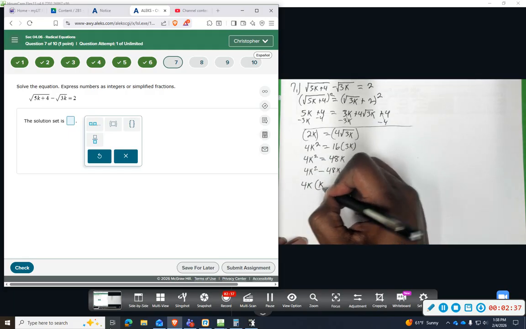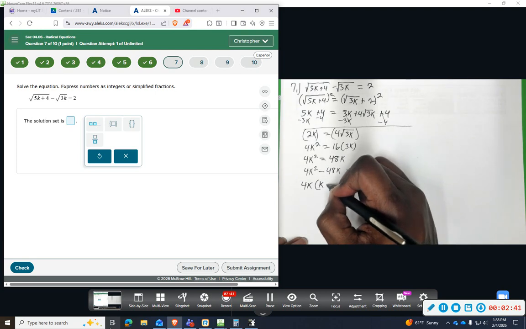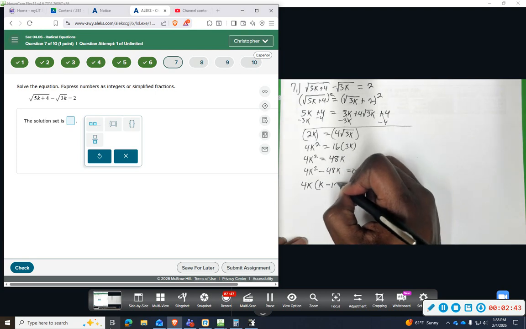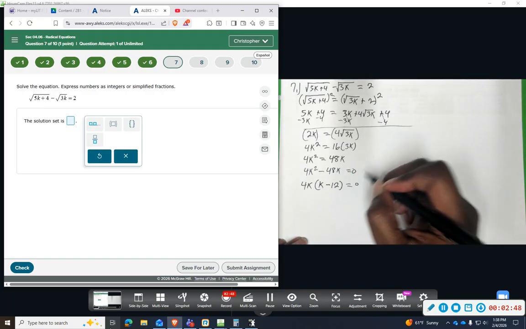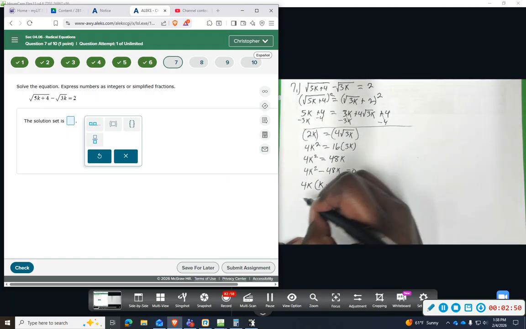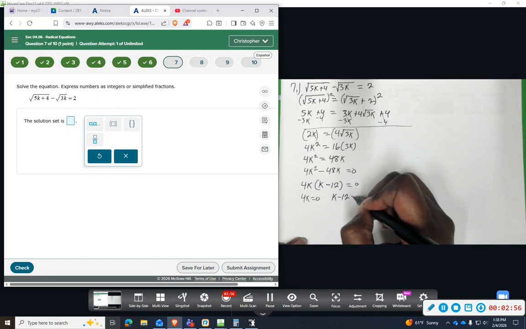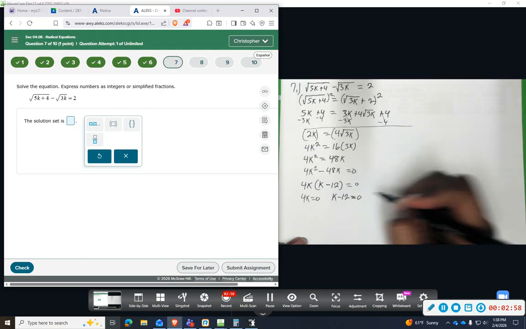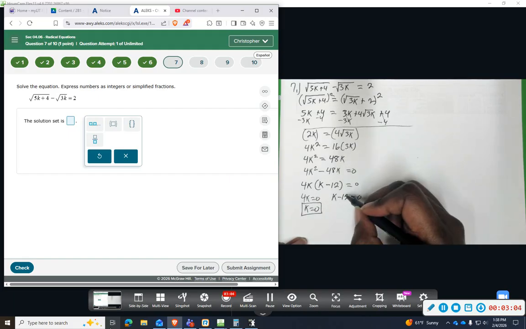That will leave us with k. Factoring out a 4 will leave us with a negative 12. And then we set both terms equal to 0. So we get 4k equals 0, and we get k minus 12 equals 0. So divide by 4, we get k equals 0, possible solution. And k equals 12.